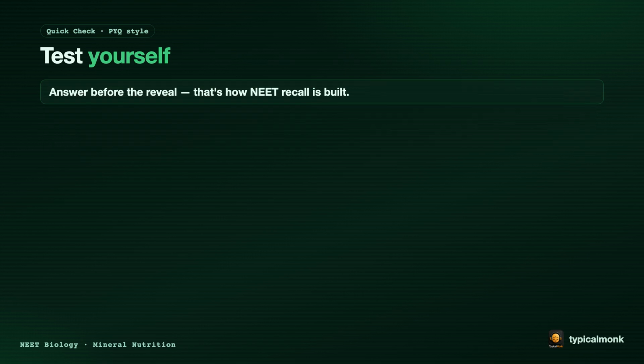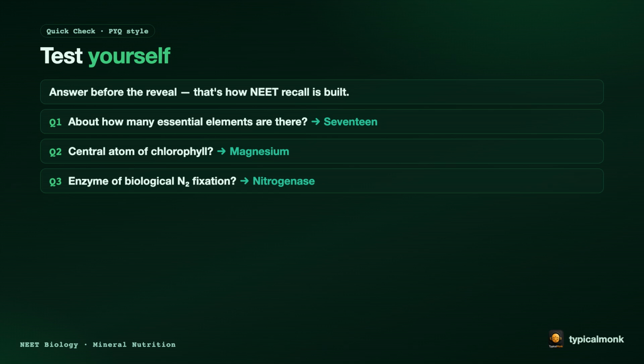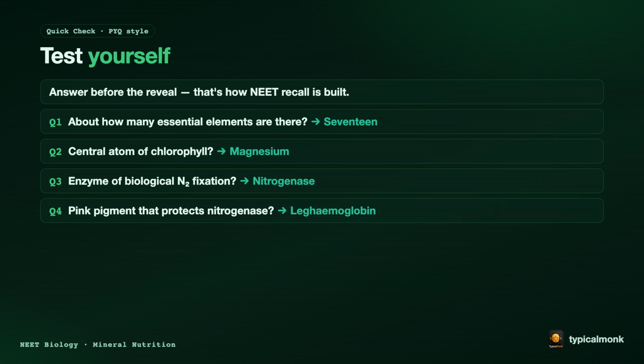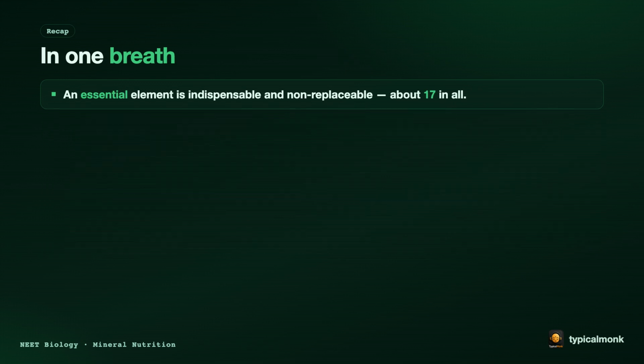Now, test yourself. Think of each answer before it appears. Answer before the reveal. That is how strong recall is built. Question 1. About how many essential elements are there? Answer: 17. Question 2. The central atom of chlorophyll? Magnesium. Question 3. The enzyme of biological nitrogen fixation? Nitrogenase. Question 4. The pink pigment that protects nitrogenase? Leg hemoglobin. Question 5. Where does a mobile element deficiency show first? In the older leaves.